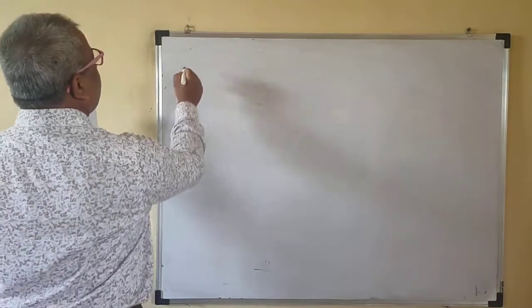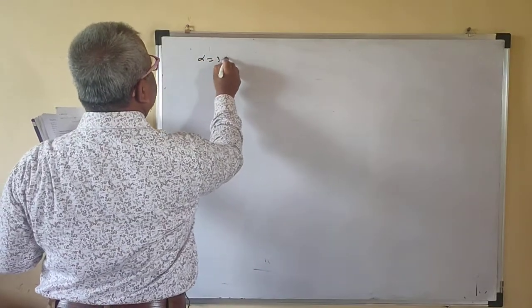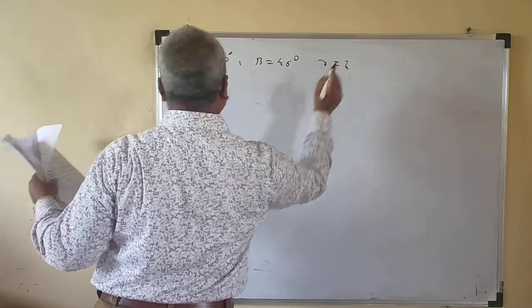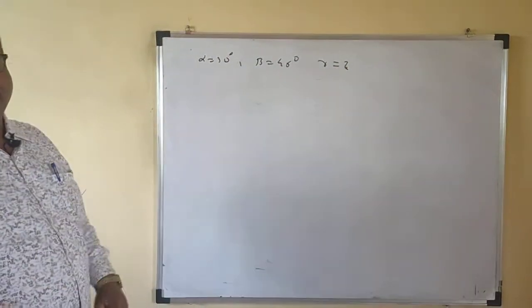Suppose three angles are given. Your alpha is 30 degrees, your beta is suppose 40 degrees, and you want gamma then.